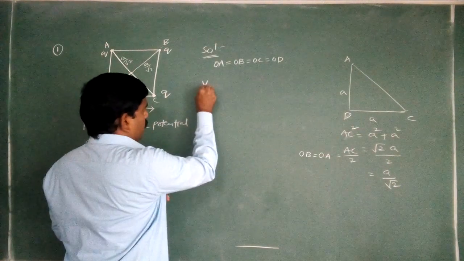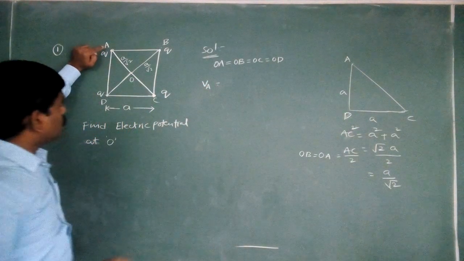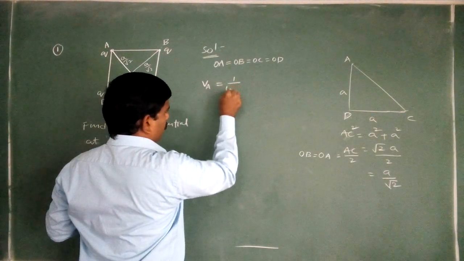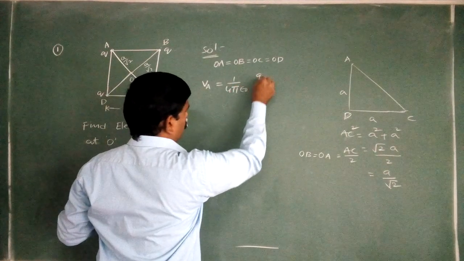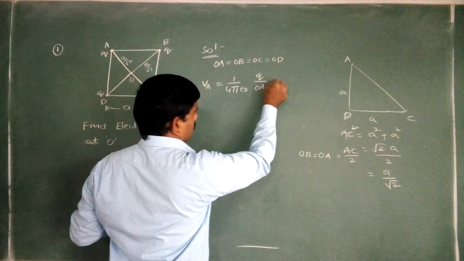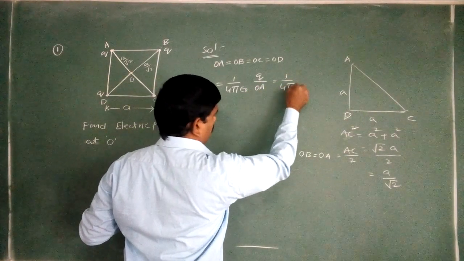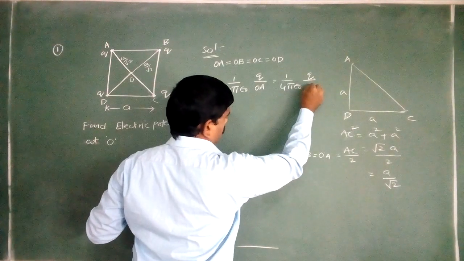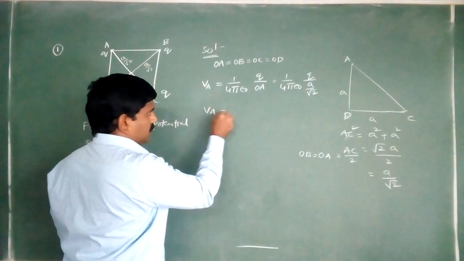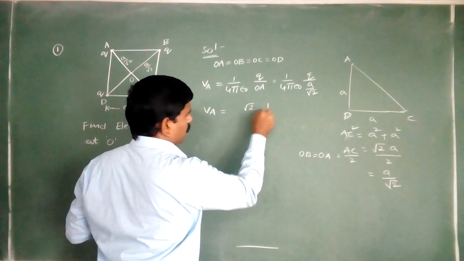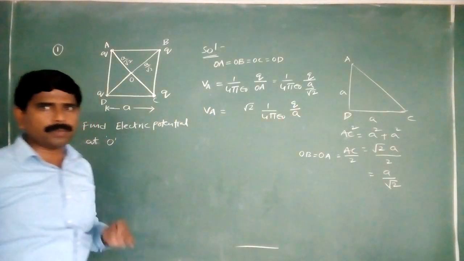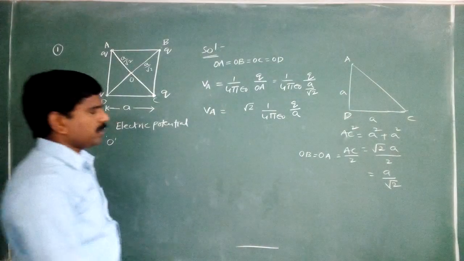So find the potential first due to the first charge. The electric potential at point O is equal to 1 by 4 pi epsilon naught into Q by that distance OA, which is 1 by 4 pi epsilon naught into q by a by root 2. Therefore VA is equal to root 2 into 1 by 4 pi epsilon naught into q by a.